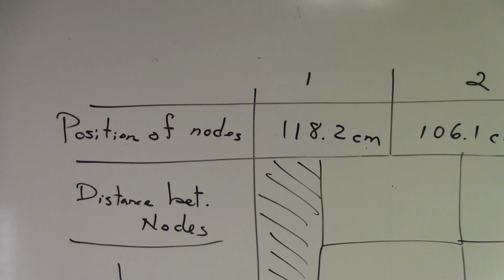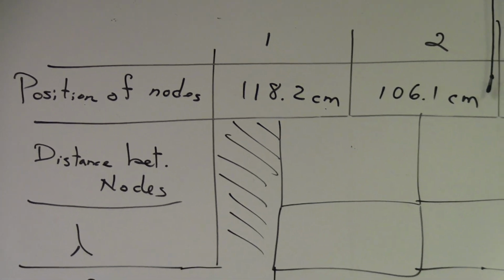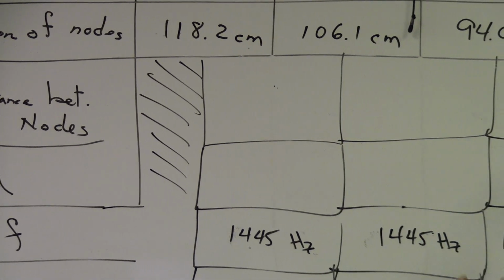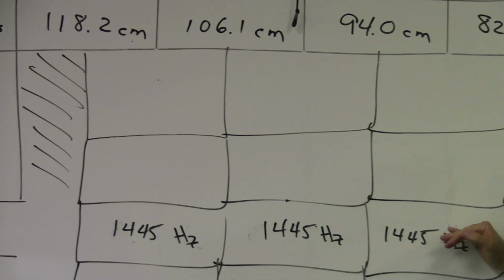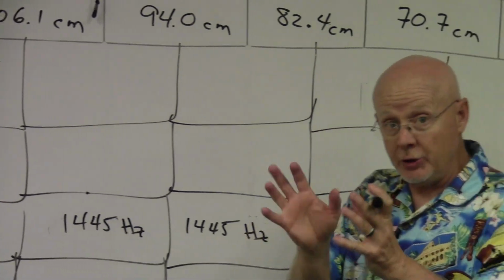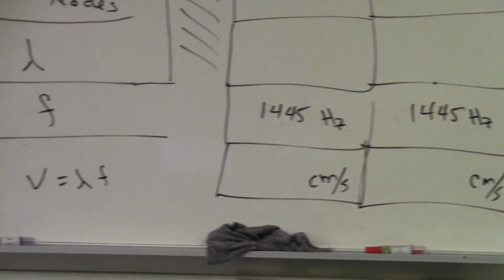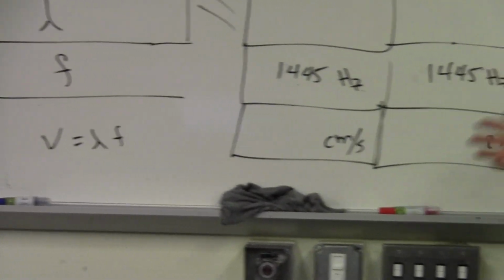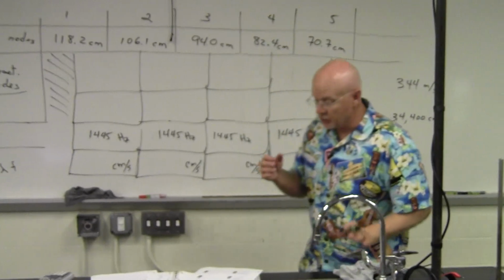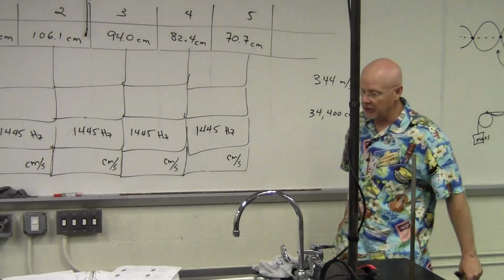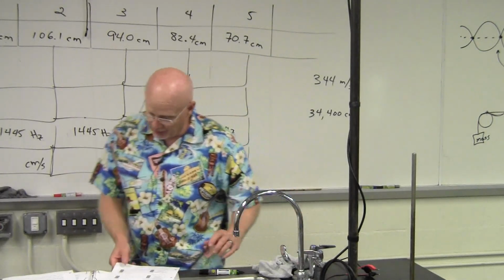All right, so I will say the same thing. Go through this, and then of course take the difference between those, so you get the difference between the nodes, and then double that to get the wavelength, multiply by the frequency, and then hopefully what you will see is that you will get the same number, or roughly the same number, in each of these 4 boxes for the speed, but you will also get roughly the same number you got at the other frequency, which is that 34,400 centimeters per second. And so there's your average.